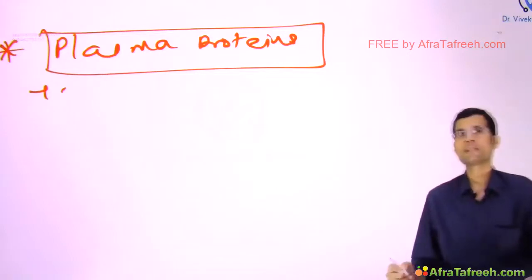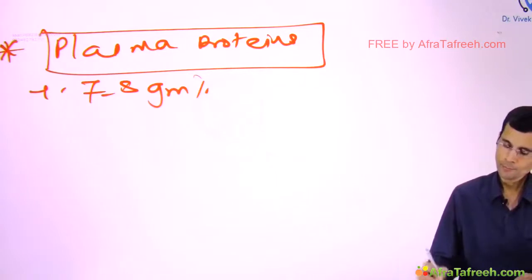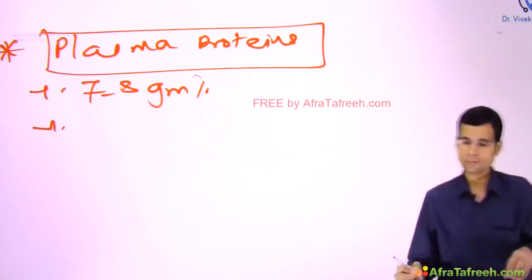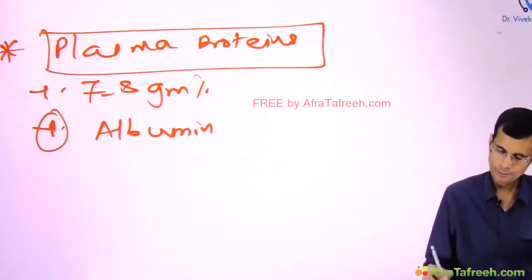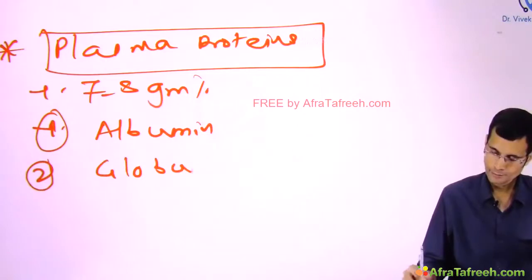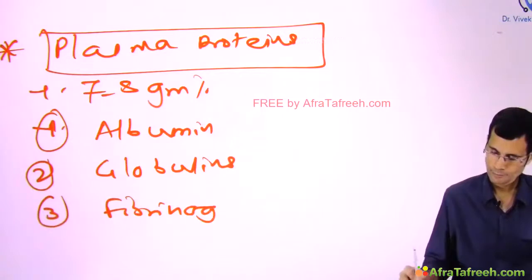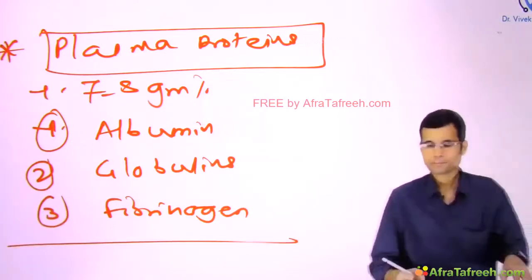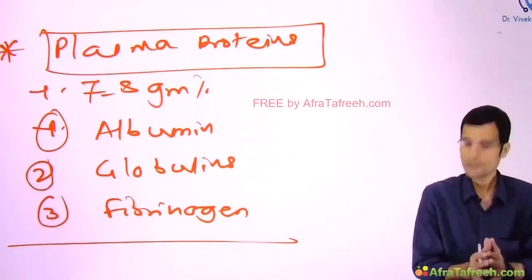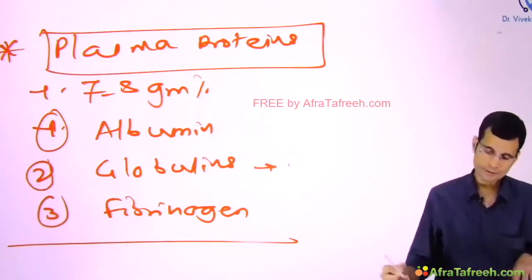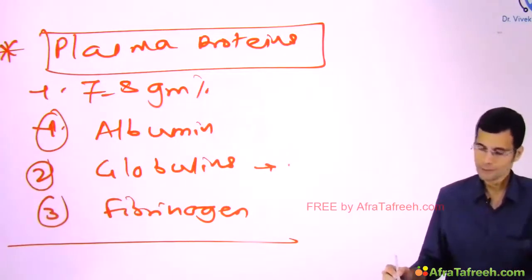The normal plasma protein concentration is about 7 to 8 grams per cent. There are 3 important proteins in the plasma: the albumin, the globulins, and the fibrinogen. All of these plasma proteins are synthesized in the liver except the gamma globulins. Apart from the gamma type of globulins, all others are synthesized in the liver.